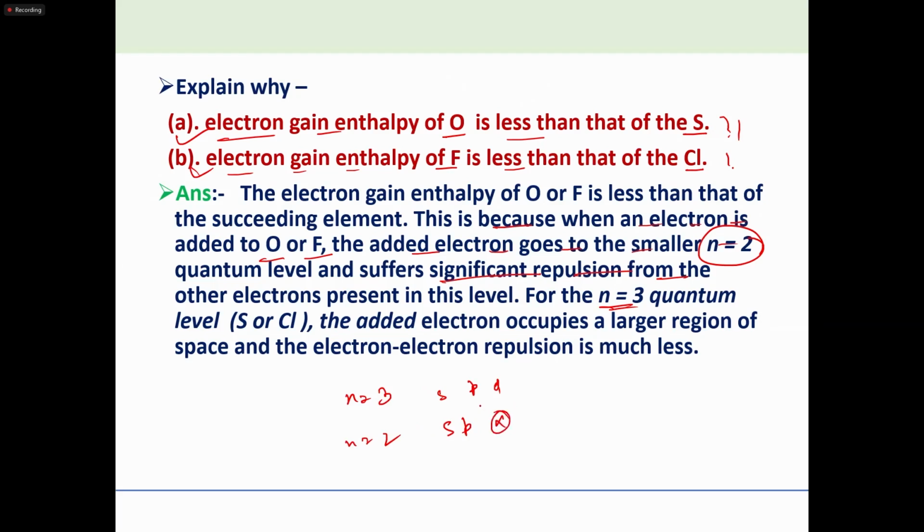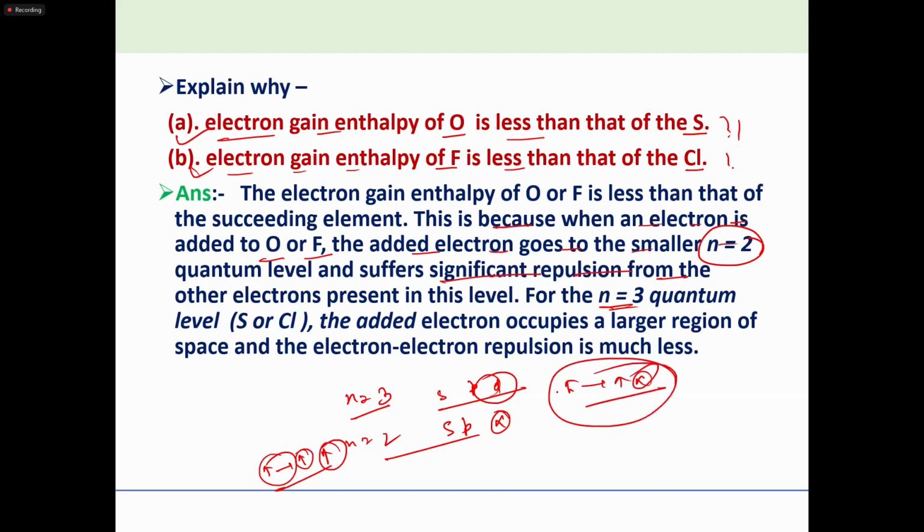So one orbital is always missing. So when we are adding one electron for n equal to 2, there will be electron-electron repulsion because the space is very, very small. But here there is lots of space, the d orbital is also there. So there will be no electron-to-electron repulsion.